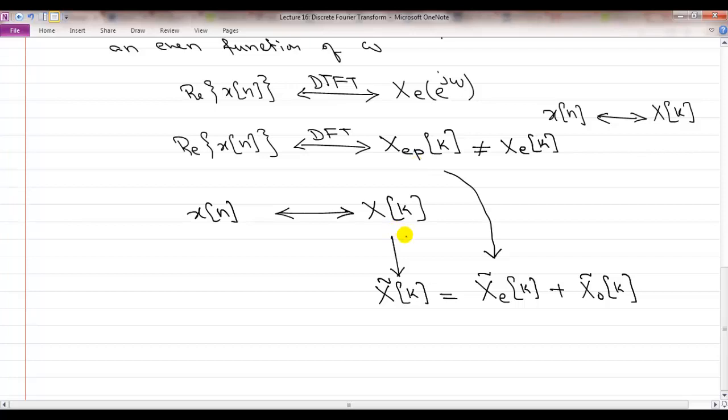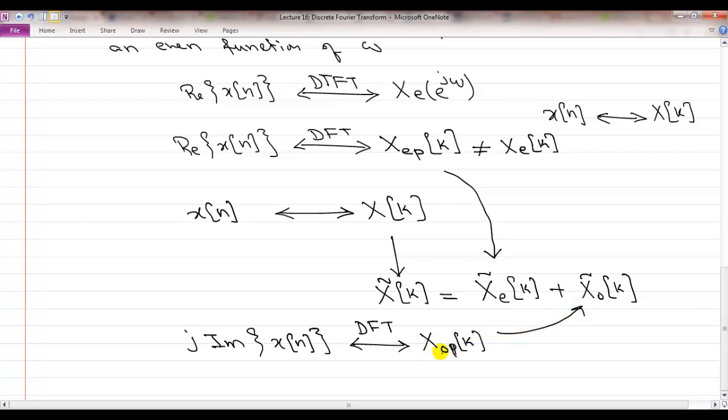Okay, so there are other properties of this discrete Fourier transform. The other most common one is that if you take j times the imaginary part of x of n, then in the DTFT world, that is just the odd part of your discrete time Fourier transform. In the DFT world, that is one period of the odd part of your discrete Fourier series coefficients.